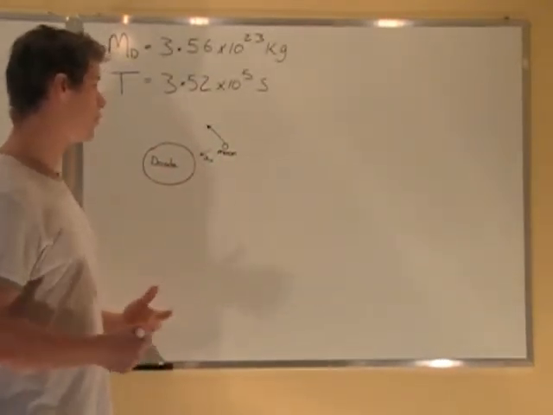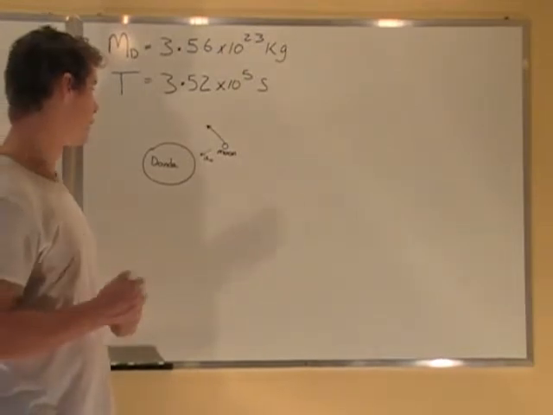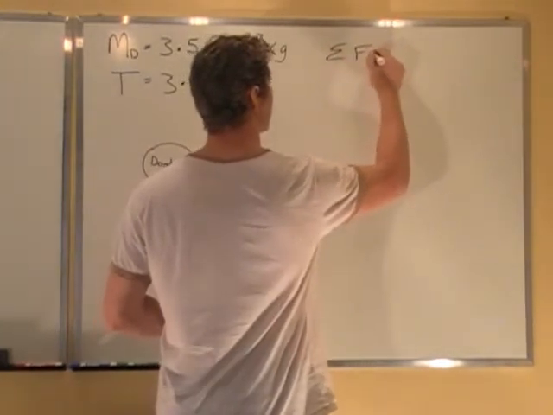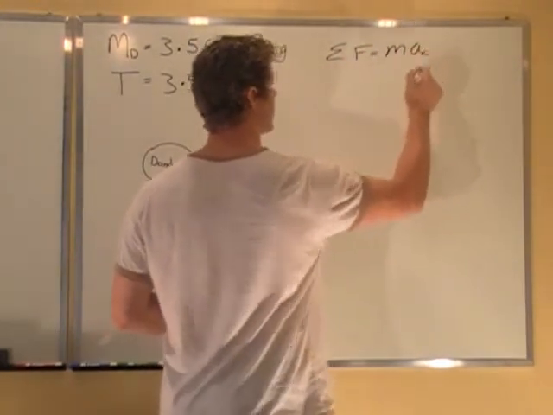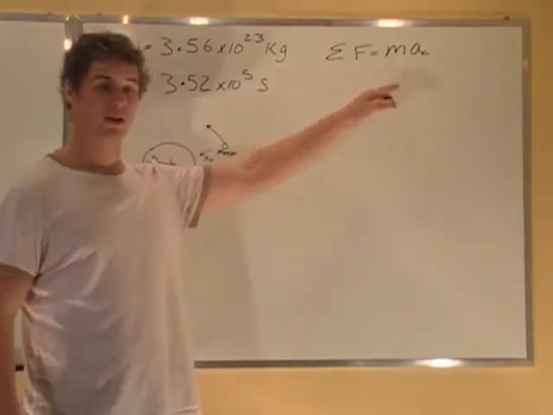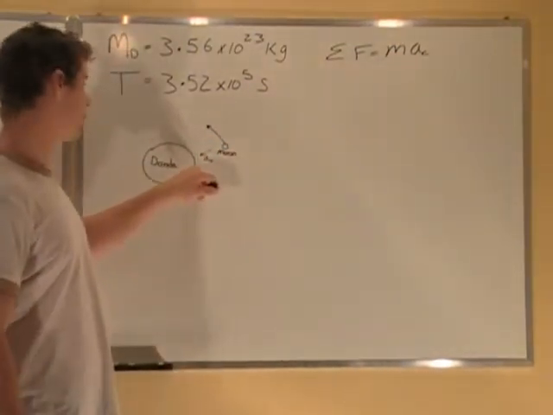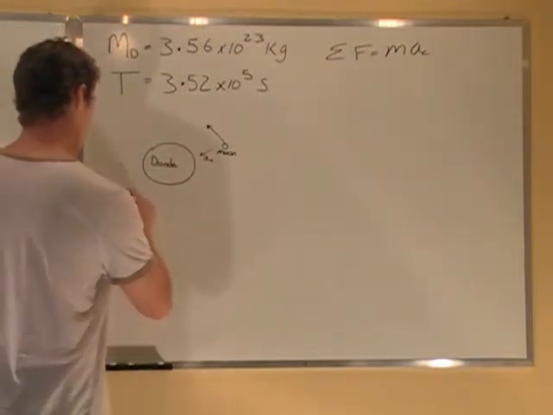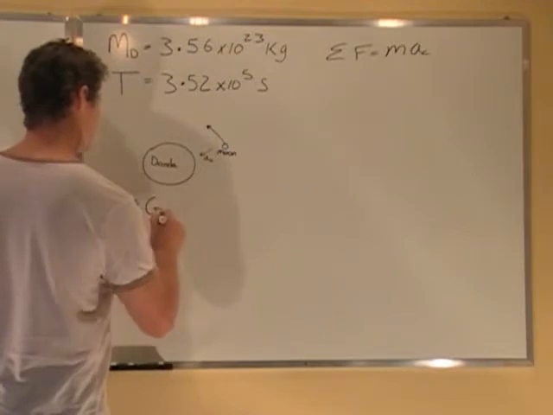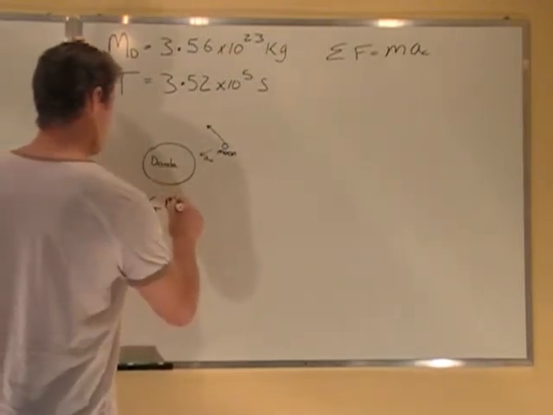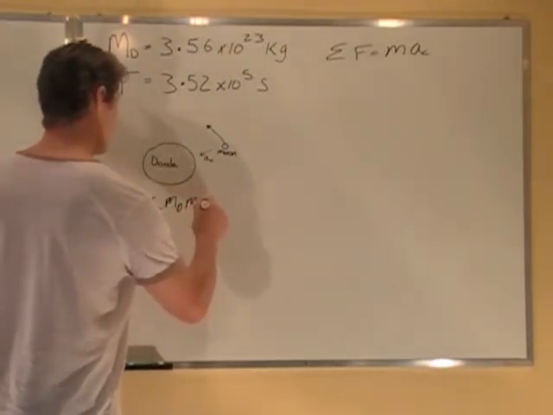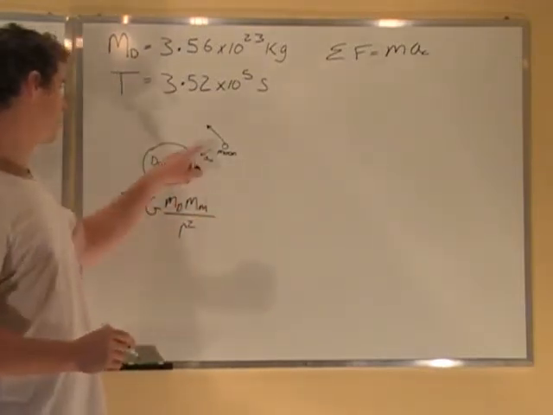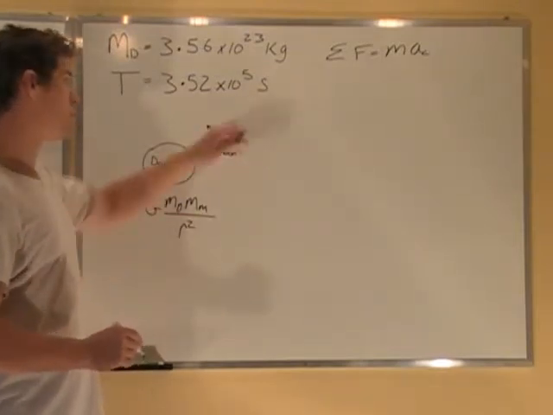So to start off, some equations we know. We're going to take the sum of the forces, which is equal to mass times acceleration. It's going to be centripetal acceleration, since that's the only acceleration happening. And the force is going to be the gravitational force. So you can say F equals G, the gravitational constant, times the mass of Donda, times the mass of the moon, divided by r squared, the distance between the centers. So that's the force acting.